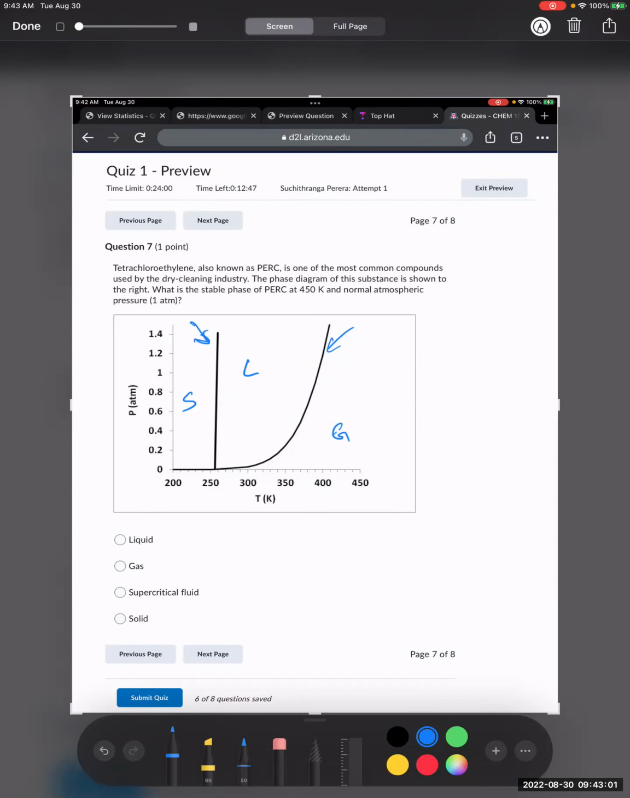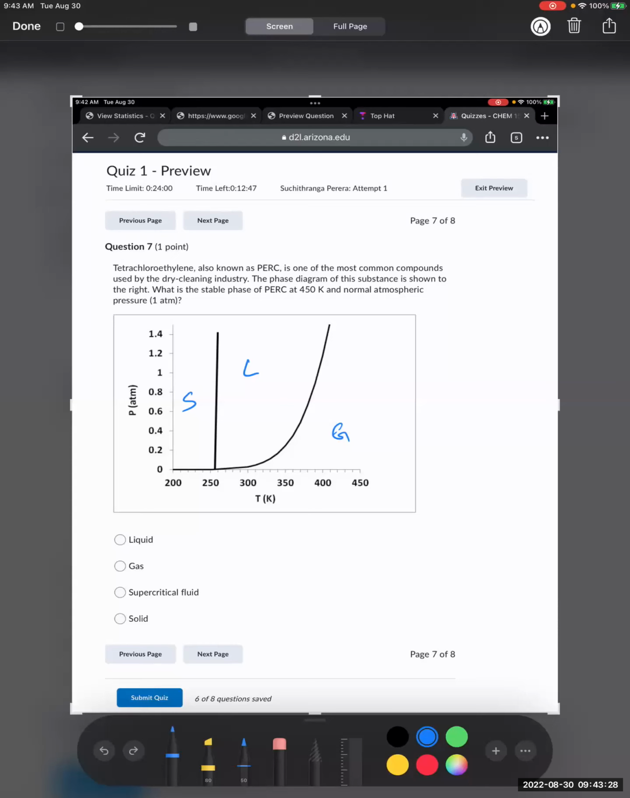That's a bad arrow. I'm going to try that again. Here, this is the solid liquid boundary, and then we also have this solid gas boundary over here. Okay. Anyway, so it's just a reminder about what we see in a phase diagram. So the question is one of the most common compounds used in dry cleaning industry. The phase diagram of this substance is shown below.